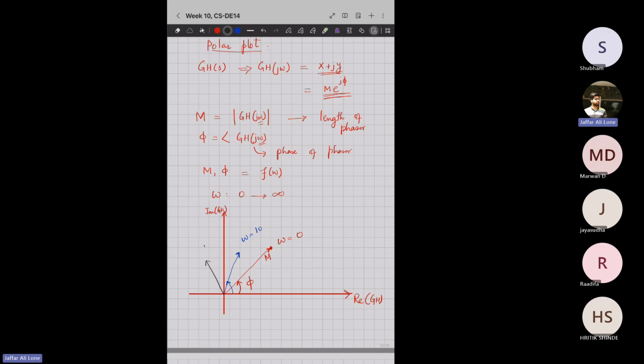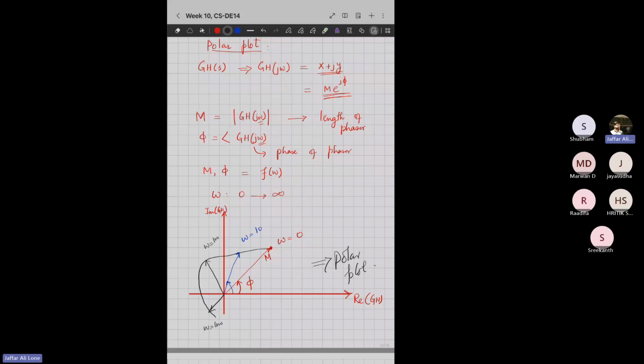This is for another value. Let's assume I have omega equal to 100. And let's assume I got this for omega equal to 1000, right? So for different values of omega, I plotted the transfer function in phasor form. The locus of these plots is the polar plot.